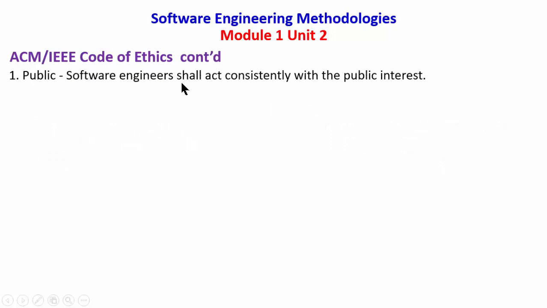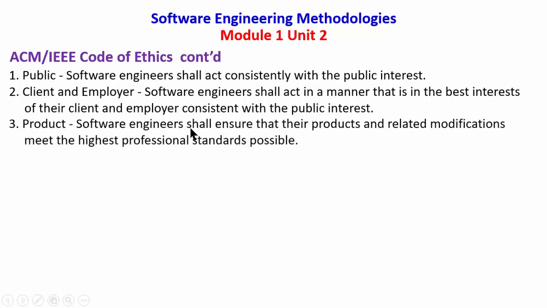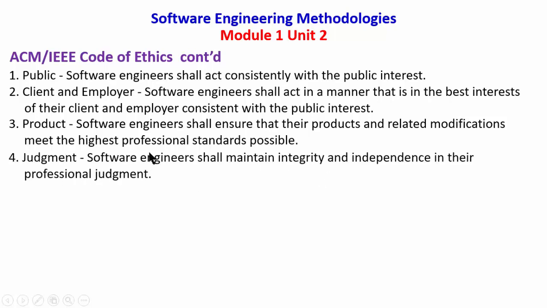Public. Software engineers shall act consistently with the public interest. The client and employer. Software engineers shall act in a manner that is in the best interest of their client and employer, consistent with the public interest. Products. Software engineers shall ensure that their products and related modifications meet the highest professional standards possible. Judgment. Software engineers shall maintain integrity and independence in their professional judgment.